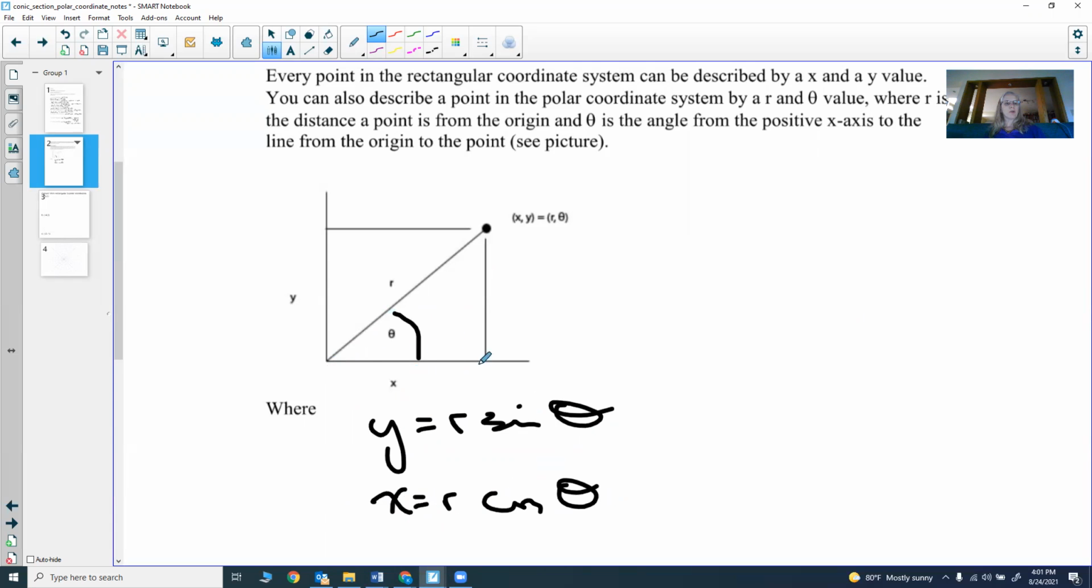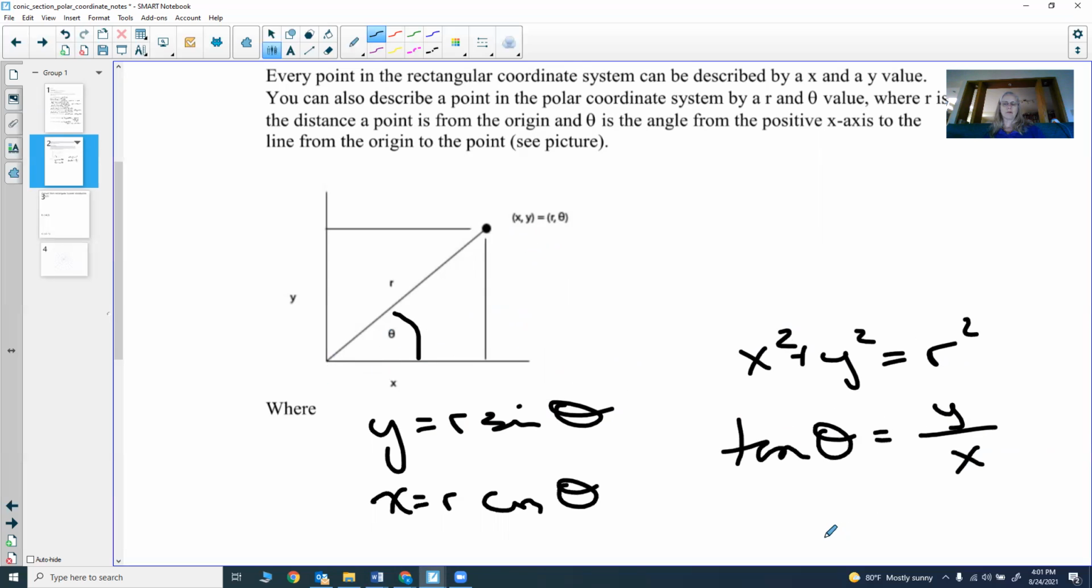The other direction: if you know your rectangular coordinates and want to go to polar coordinates, remember you've got x and y and r. This is a right triangle, so x squared plus y squared equals r squared. You could also use sine or cosine to find the angle, but the problem is rounding, and you could have rounding errors. We try not to do that. If you think about it, we have opposite and adjacent, that's tangent. So the tangent of your angle would be the opposite over the adjacent, y over x, and you just take the inverse tangent.